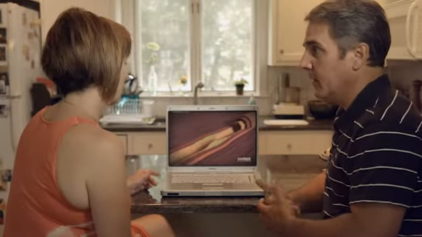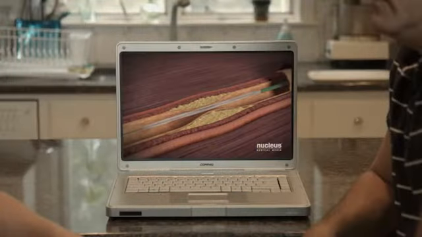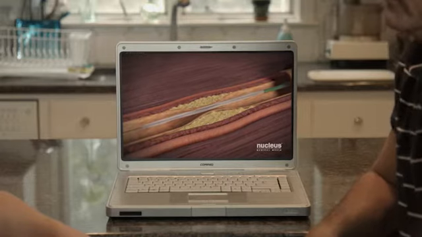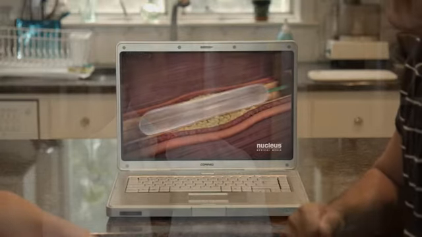This program was created to help you understand how and why coronary angioplasty, sometimes called balloon angioplasty, is performed. The video you're about to see will help you understand the steps of a coronary angioplasty and how this procedure is designed to help restore the flow of blood through your coronary arteries. You will also learn what you may expect before and after your angioplasty surgery.